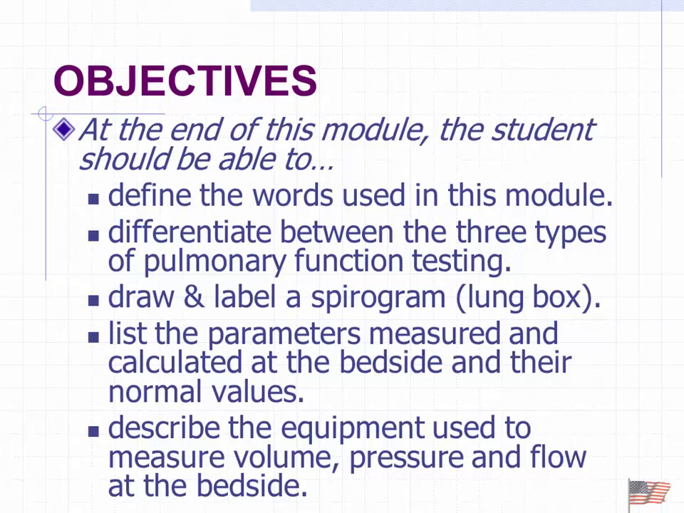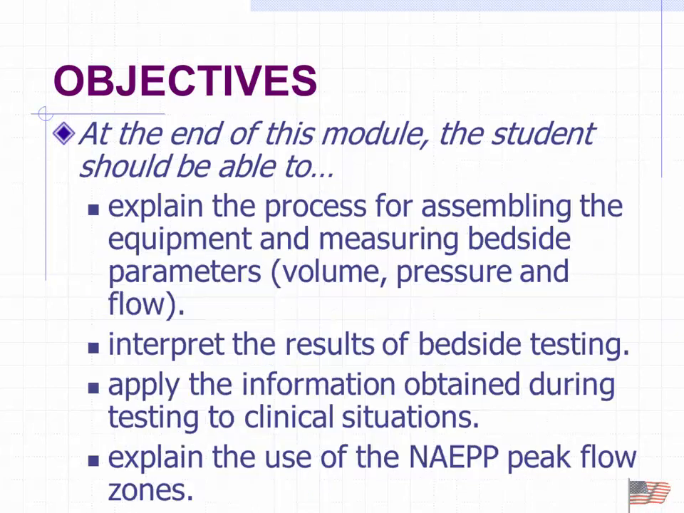Some of the objectives that are there. Again, you should be able, from a spirogram, to determine what the forced vital capacity is, what the FEV1 is, and therefore determine what the ratio is, and be able to state whether it's an obstructive or a restrictive defect. It all goes back to Lori's Module D.